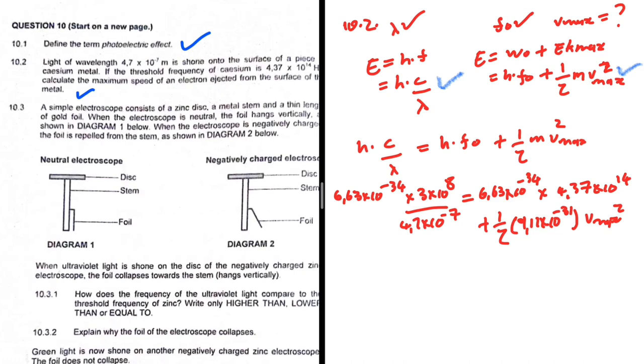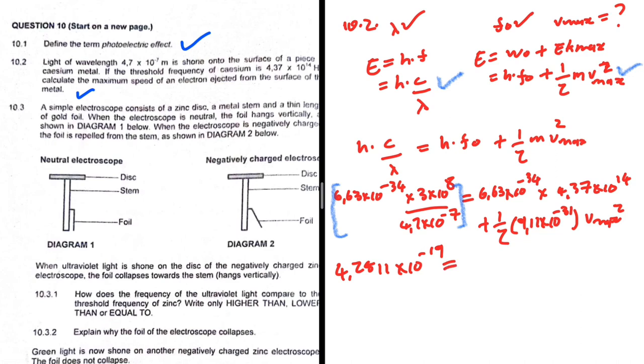So let's put what is on the left hand side in the calculator first. 6.63 times 10 to the minus 34 multiplied by 3 times 10 to the power 8 divided by 4.7 times 10 to the minus 7. Okay, so on the left hand side I have 4.2511 times 10 to the minus 19.